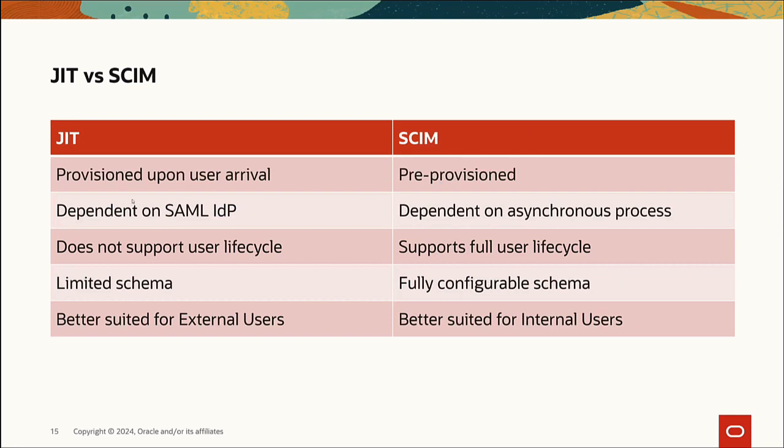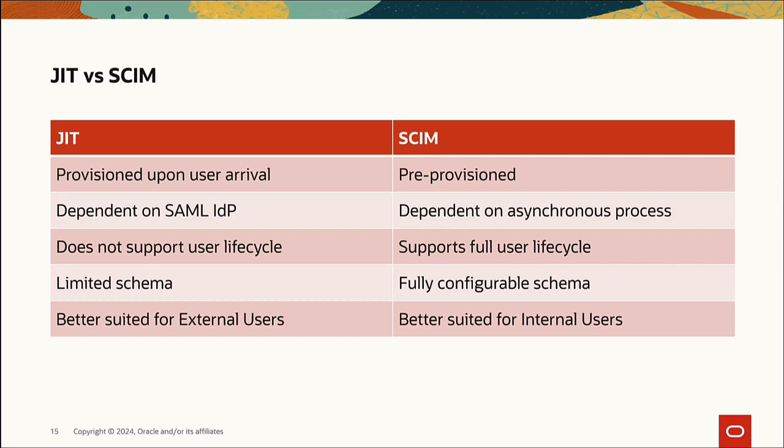Just-in-time requires a SAML IDP for this to work, because it does interrogate the SAML request. It doesn't support user lifecycle. So, for example, say a user in your external IDP, and this is something very important for customers that they always want to manage, is that you'll have lots of native services that are integrating into OCI identity access management or identity domains, which are in turn federated to external IDPs. And so there will be lots of users provisioned across multiple native services within OCI.